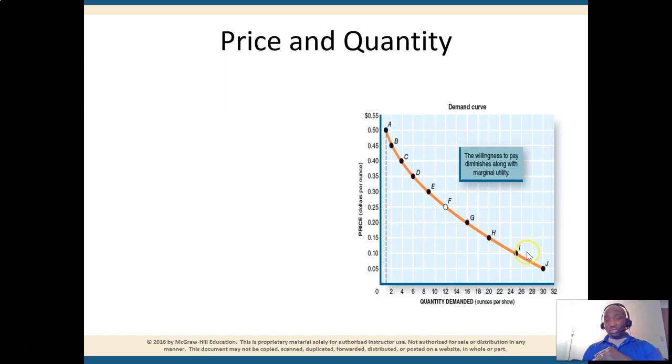You know, price and quantity, all other elements are maintained constant. What you care about is price and quantity. That's the law of demand. Now let's see how marginal utility plays here.